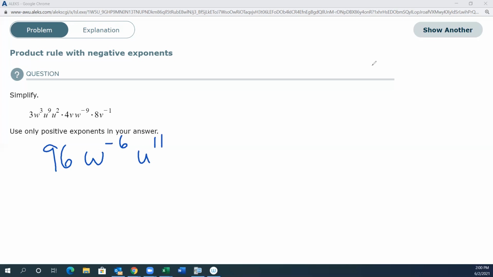Then we have v to the 1st times v to the -1st. 1 plus -1 is 0. Cool. All right, so the 96 doesn't go anywhere. The w to the -6, that needs to go downstairs, so we get rid of that negative exponent. u to the 11th, that stays put. And then v to the 0, that's just 1. So I don't even have to write times 1. I can, but the cool kids don't, so I won't.